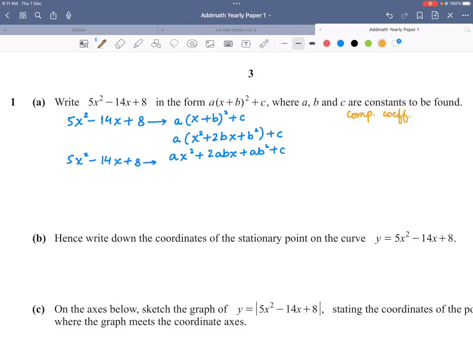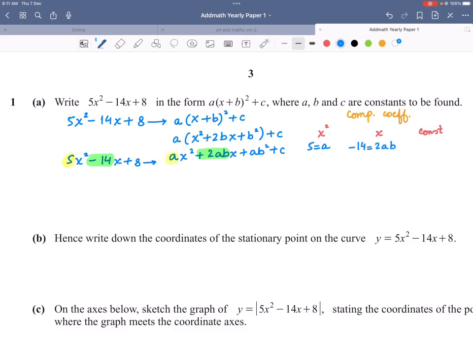Alright, comparing coefficients. We have three coefficients with us: x², x and the constant. The coefficient of x² on the left side is 5 and on the right side it is a. So we can say that 5 equals a. Similarly, we compare the coefficient of x on both sides. On the left side it is −14 and on the right side it is 2ab. Equate both of them, so you get −14 = 2ab.